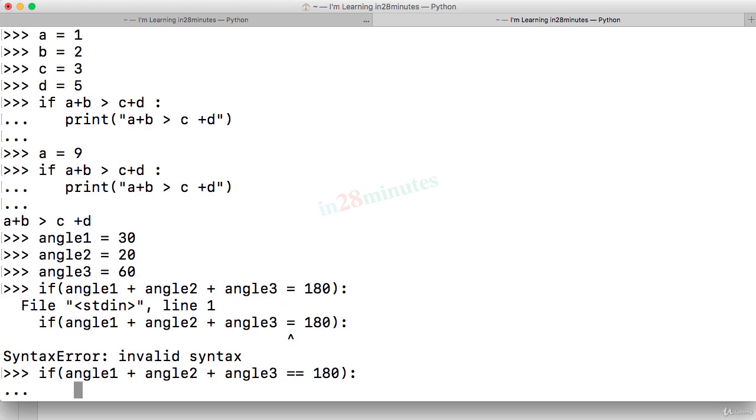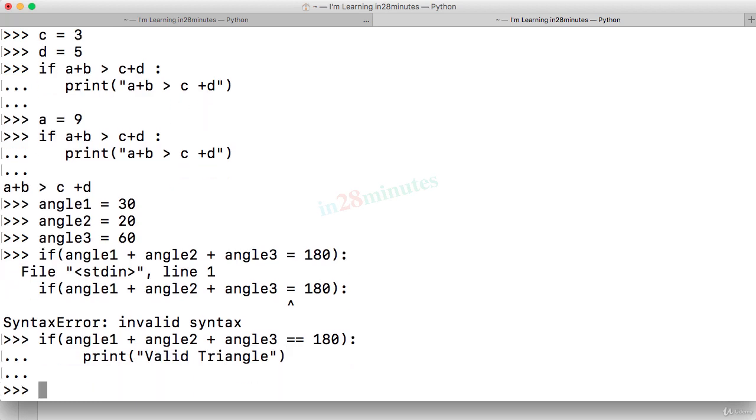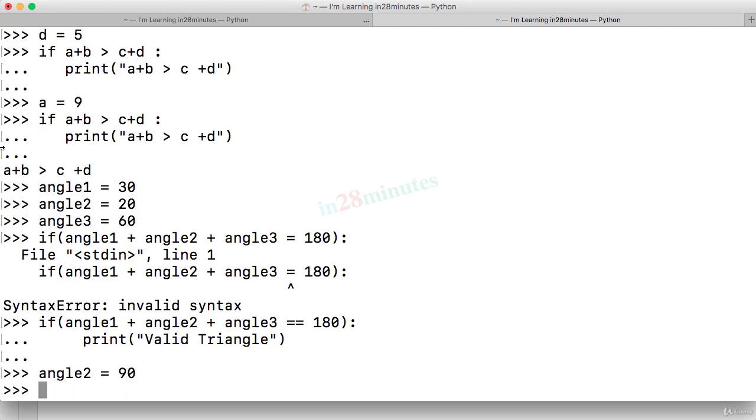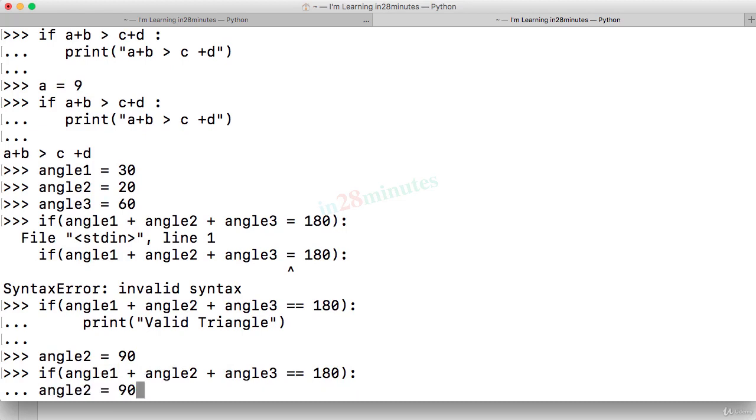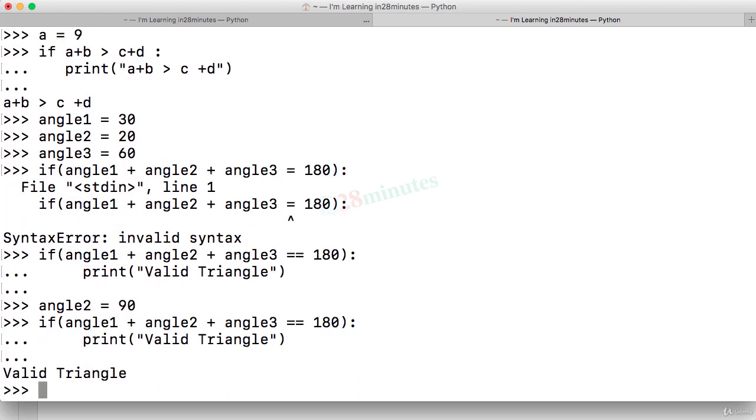If angle 1 plus angle 2 plus angle 3 is equal to 180, and now I can write the code in there. So print "valid triangle". Okay, right now it's not a valid triangle because the sum is only 110. So let's change angle 2 and make it 90. Now angle 1 plus angle 2 plus angle 3 would be 30 plus 90 plus 60, which would be 180 degrees. So let's execute the same code again. Valid triangle. This was a simple exercise to check whether a triangle is valid or not.